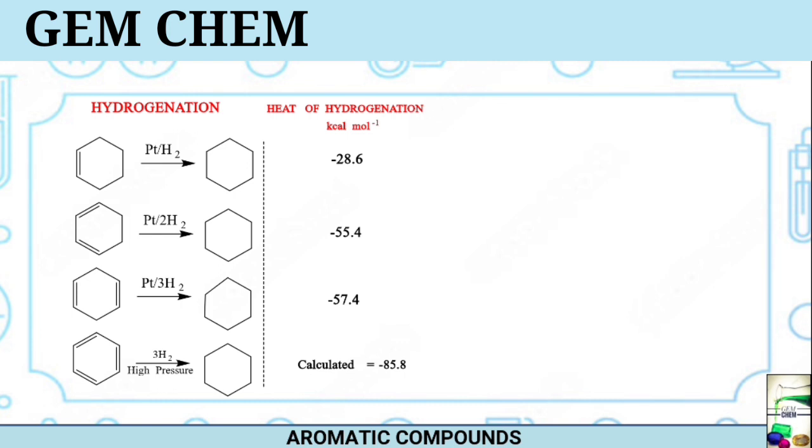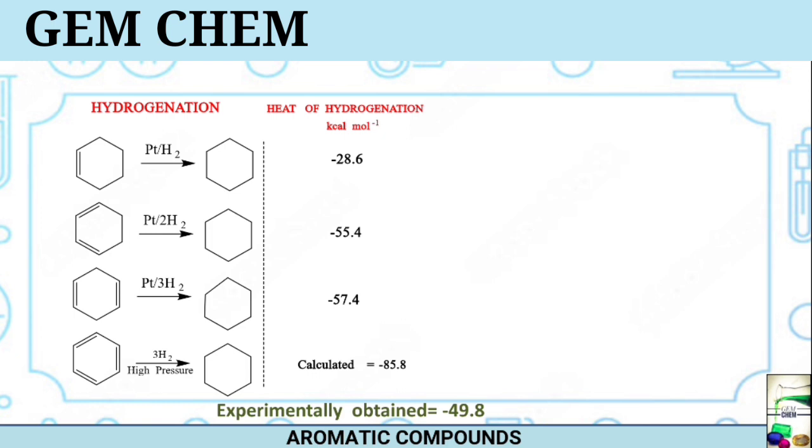But actually it was experimentally obtained that the value was very much less. The value was nearly about minus 49.8 kilocalorie per mole. So why is this so? This gives us the clear picture of the stability of benzene.